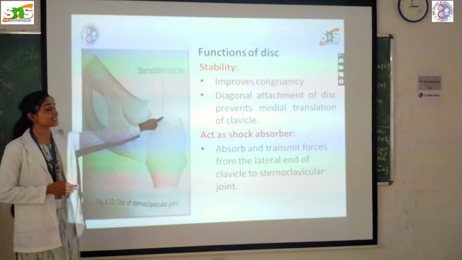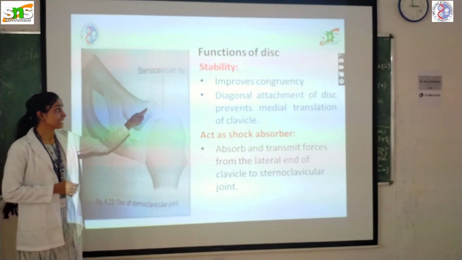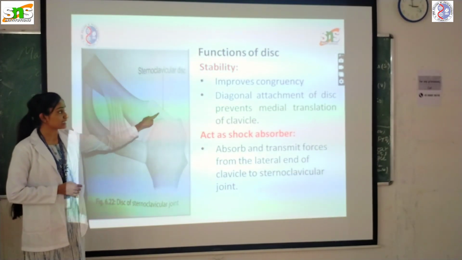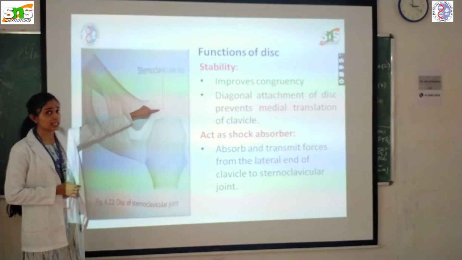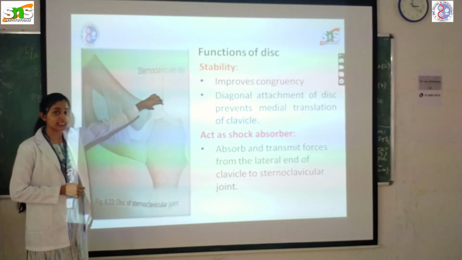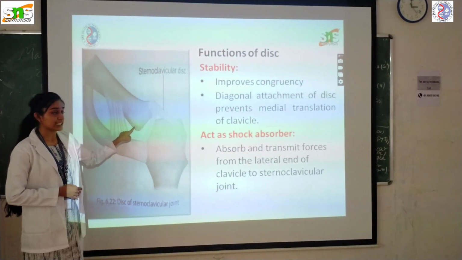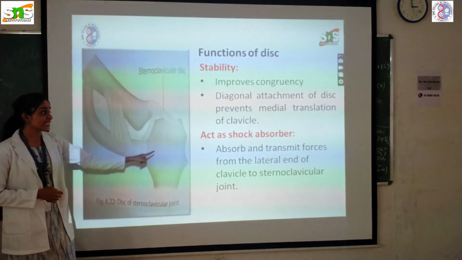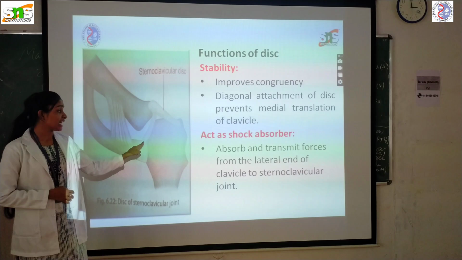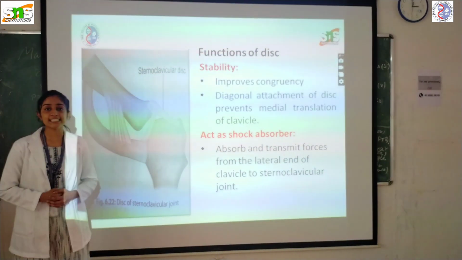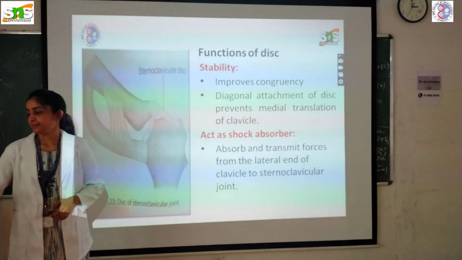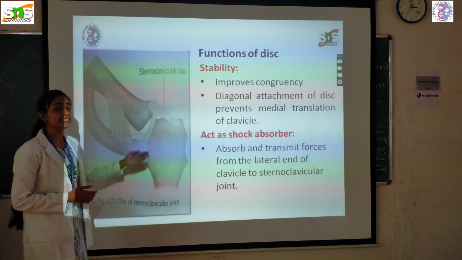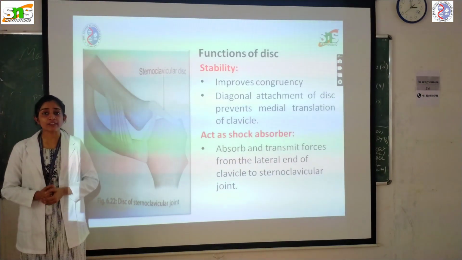So here you can see the figure. This is the sternoclavicular disc. In the disc you can see the upper attachment is only to the superior and posterior part of your clavicle, and the lower attachment has two attachments. One is towards your manubrium and the other is towards your first costal cartilage. Now here you can see the function of your sternoclavicular disc.